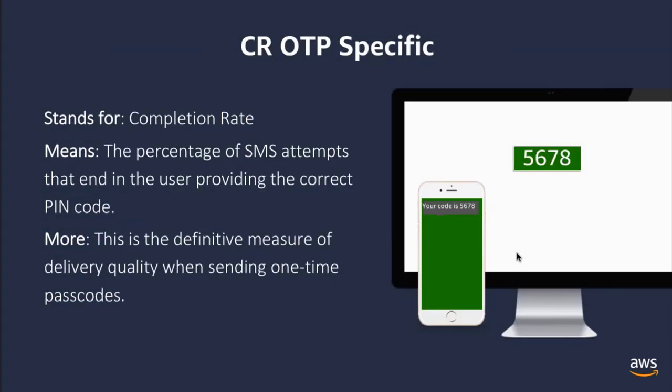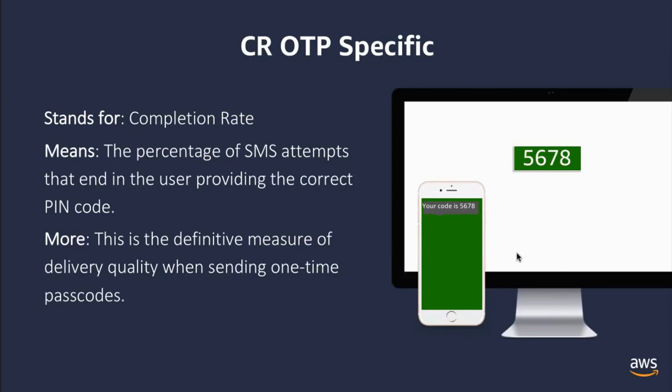So next is the completion rate. This is an OTP specific acronym, but the completion rate, again, is really important to that OTP use case. So what exactly is the CR? Think of it as the percentage of SMS attempts that result in your customer providing the correct PIN. And I want to emphasize it's the moment that the customer authenticates correctly. That's what we're after.